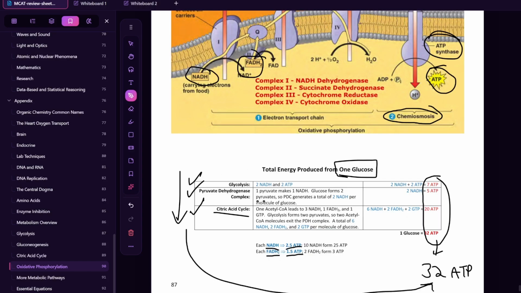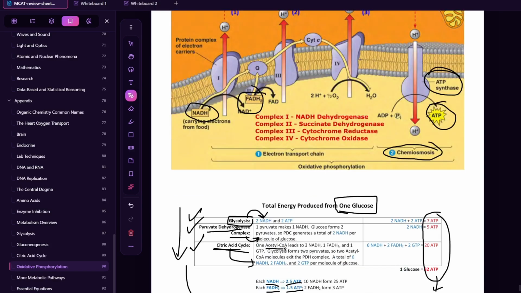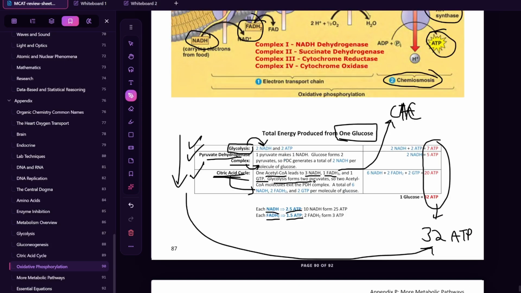And all of these are also important to remember, like what glycolysis makes, what the dehydrogenase complex makes, and what the citric acid cycle ends up making. One acetyl-CoA will lead to 3 NADH, 1 FADH2, and 1 GTP. That's from the citric acid cycle, CAC. Glycolysis forms 2 pyruvate, so 2 acetyl-CoA molecules will exit the PDH complex and go to the citric acid cycle. And so a total of 6 NADH, 2 FADH2, and 2 GTP happen per glucose molecule.